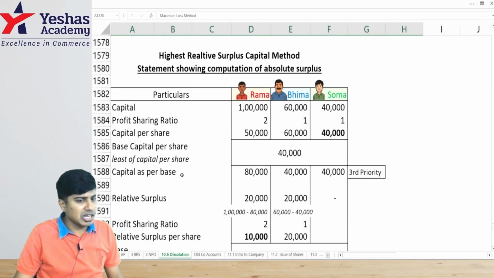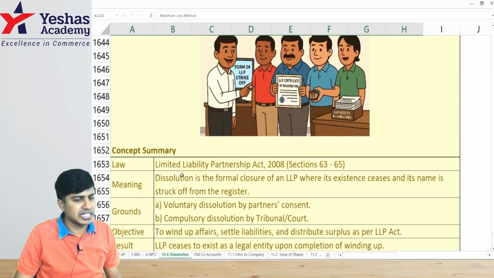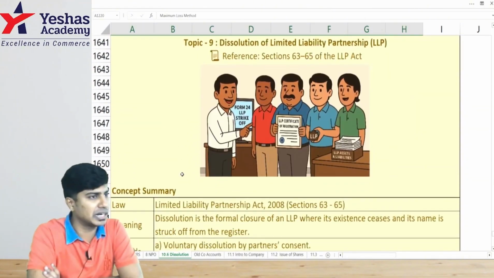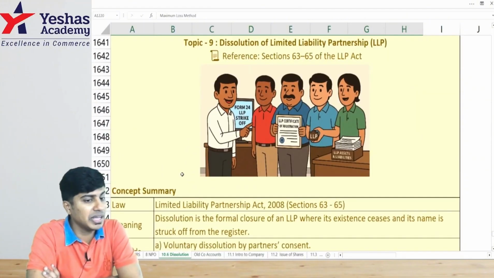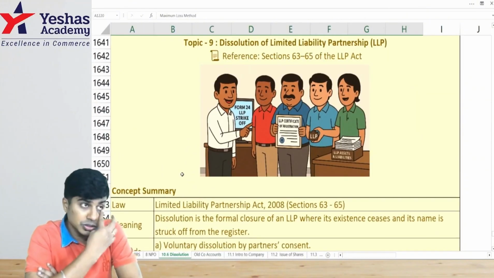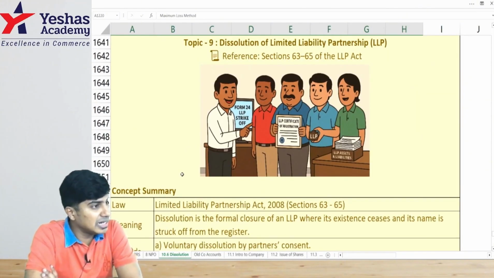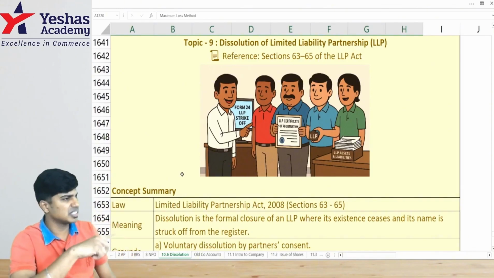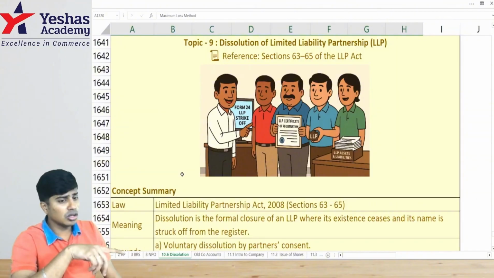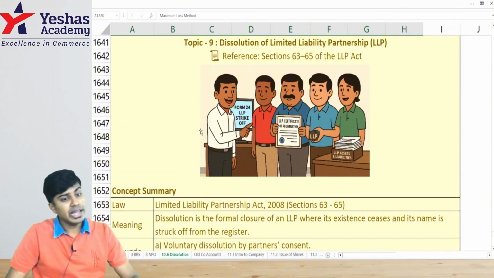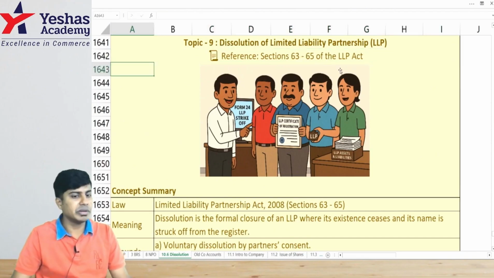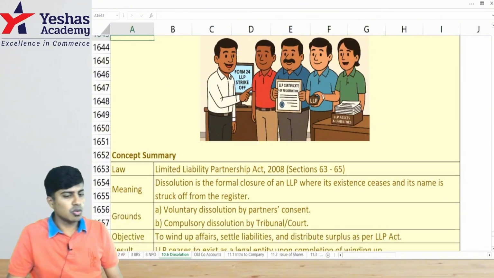Then after that we come to the last part of our chapter, which is dissolution of limited liability partnership. Now let's discuss topic 9, which is dissolution of limited liability partnership. This is regulated by sections 63, 64 and 65, not of the Partnership Act but of the LLP Act. Which Act? The LLP Act, Limited Liability Partnership Act. So what does this say?